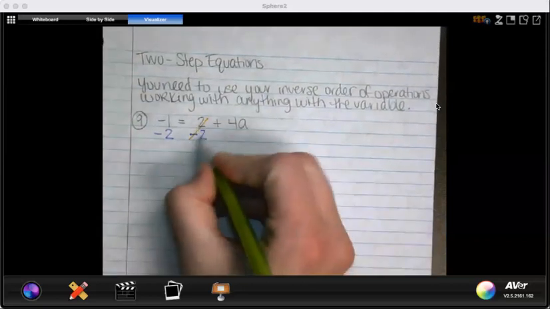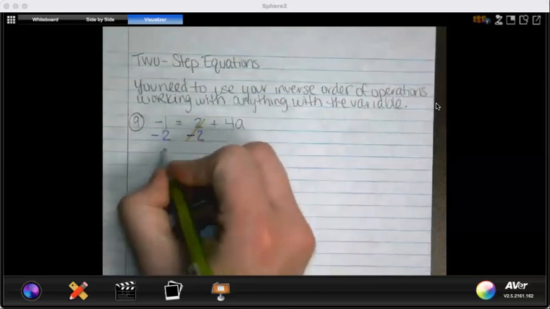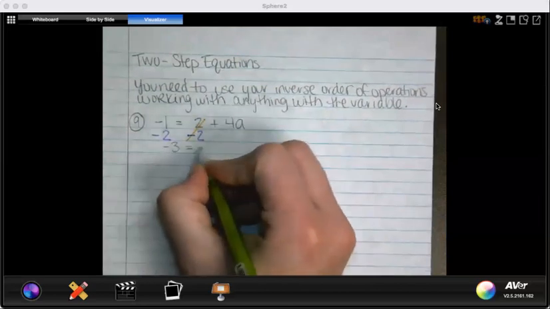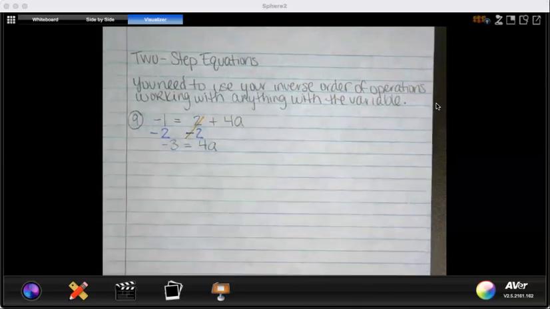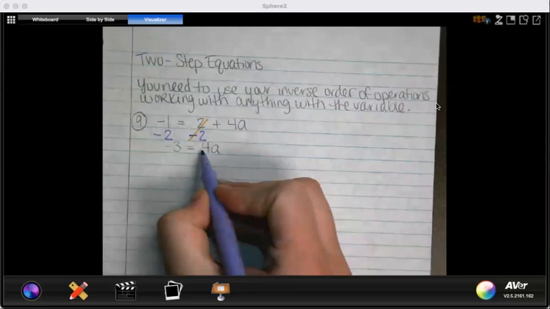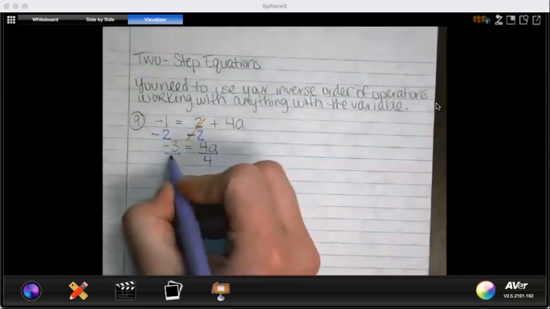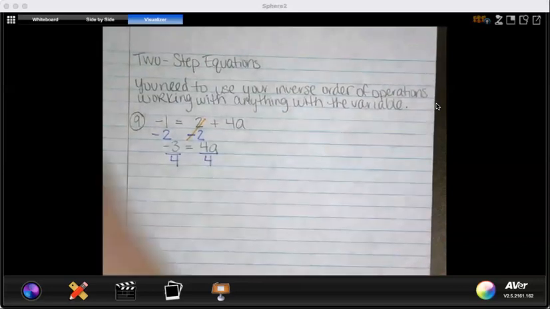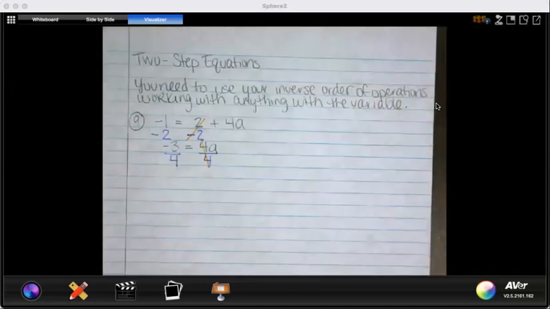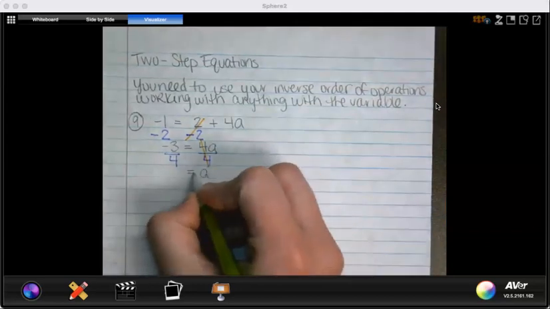And remember, our goal, whatever we do, is to eliminate that issue. So now we have -3 equals 4a. Now that we've moved the 2 by subtracting it, we're left with just the 4a. And in this case, since 4 is multiplied to a, I'm going to divide by 4 to both sides to isolate the variable even further. And I'm left with a on the right side.